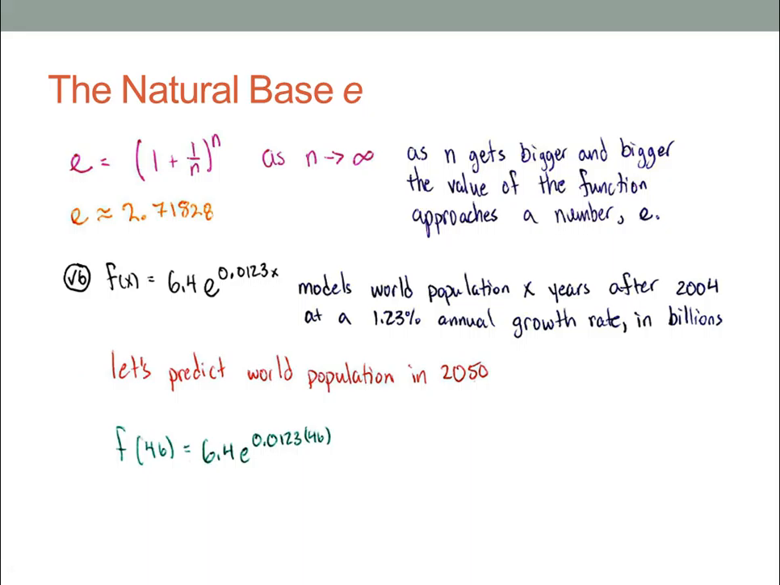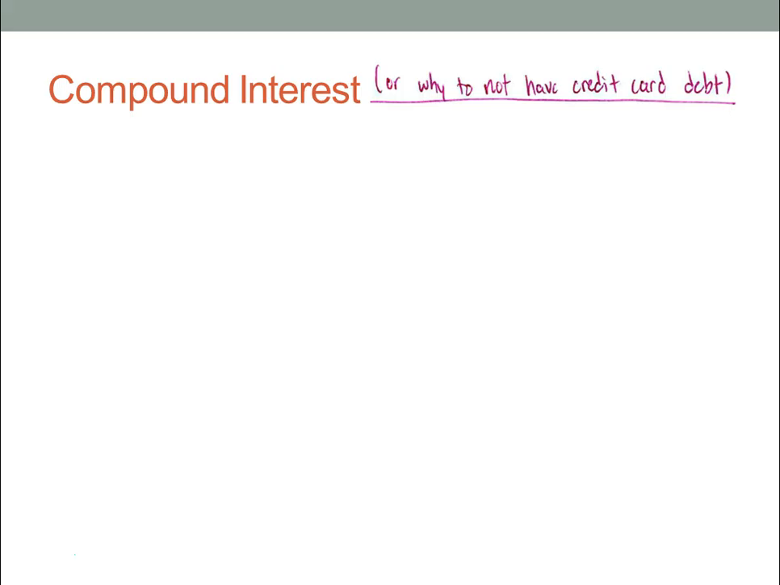So if you plug this into your calculator, we're modeling the population of the world in billions in the year 2050, which hopefully everybody will be alive for here. And kaboom, it's 11.26 billion people. That's a crazy amount of people. All right, so let's talk about compounding interest, or really, why not to have credit card debt?